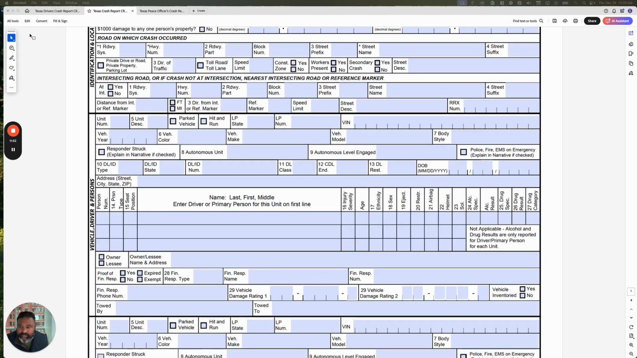Next, you'll see a section that addresses vehicles, drivers, and other persons involved in the accident. What order a vehicle is listed in does not dictate whether or not that unit was the person who is responsible for the accident or one of the people involved in the accident.